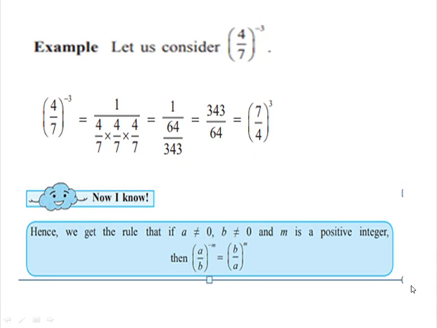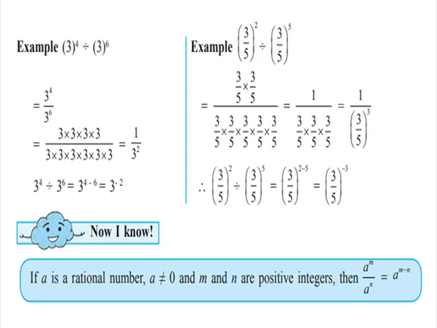Here we will see the generalization of that formula, that if a and b are not equal to 0 and m is a positive integer, then a upon b raised to the power negative m is equal to b upon a raised to the power m. That is, while converting negative index into positive one, we take the reciprocal of the base. Now, let us see what rule we get by observing the following examples.